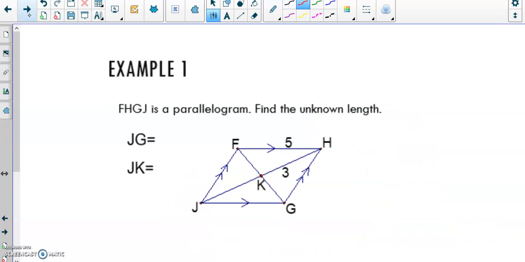All right, so now we're going to do some examples. FHGJ is a parallelogram. Find the two unknown lengths. I'll give you a minute to write down your answer.